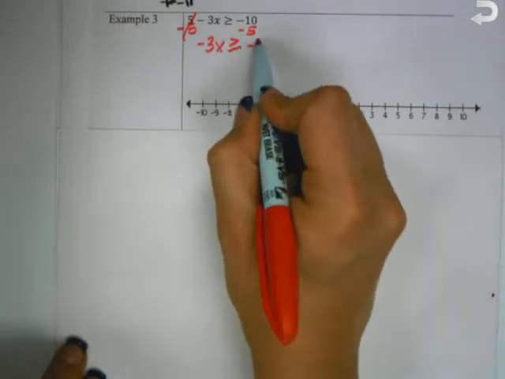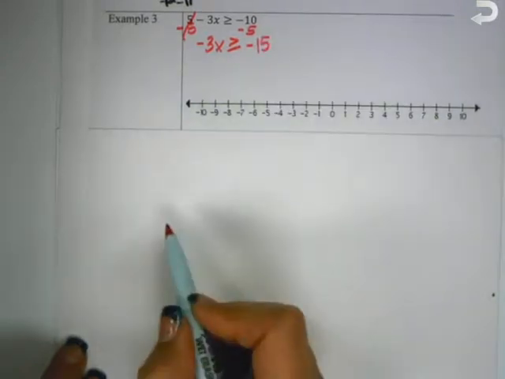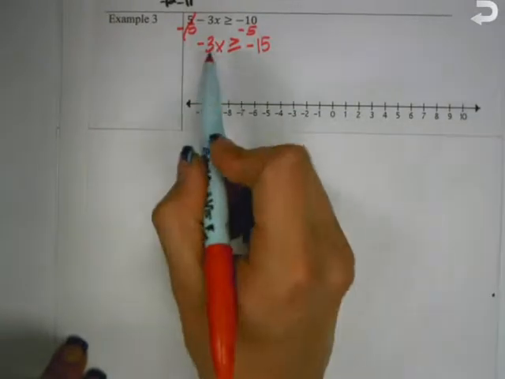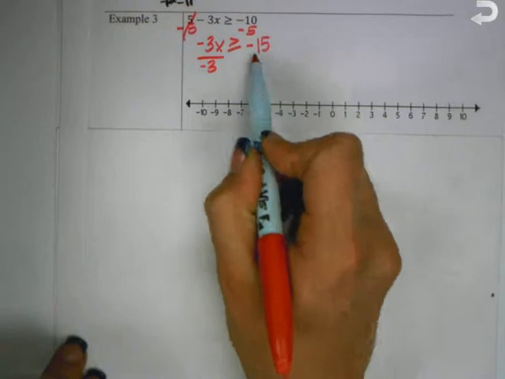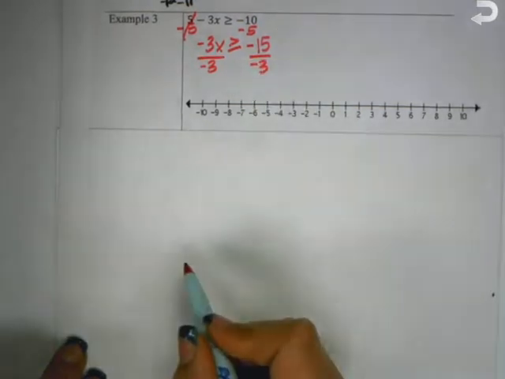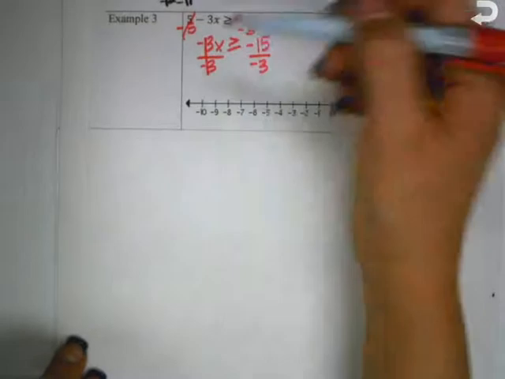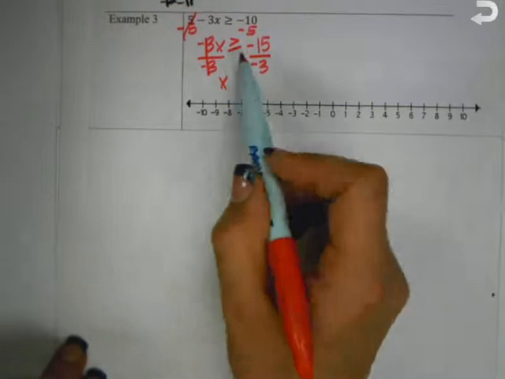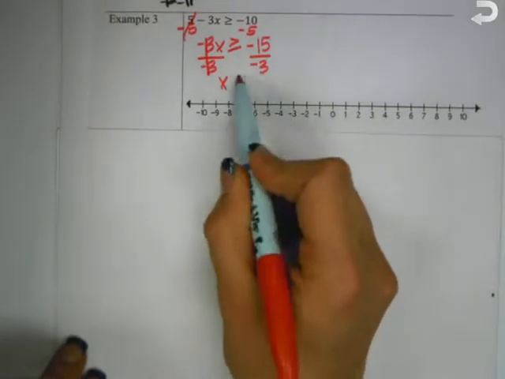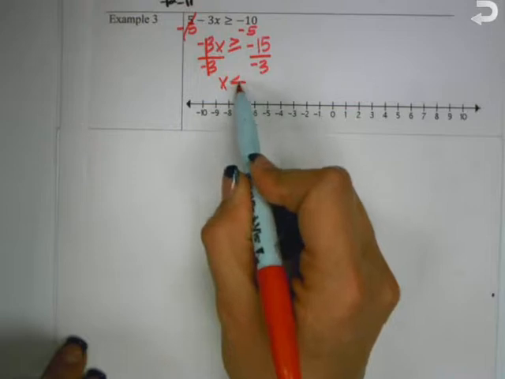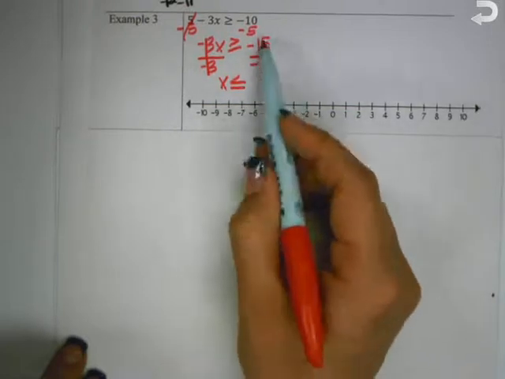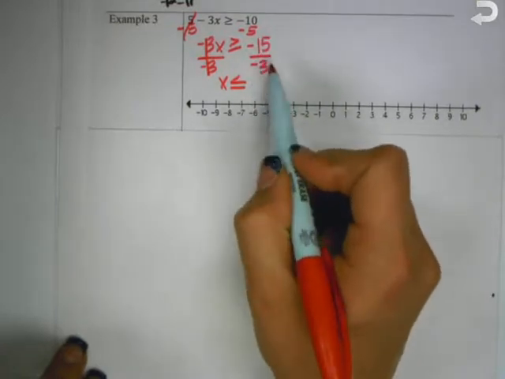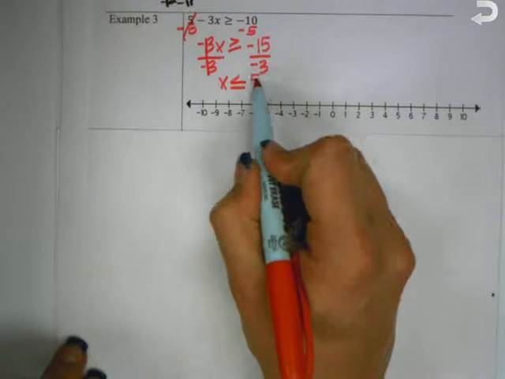Now what? Now I divide both sides by -3. Okay, those cancel, so we get x by itself, but I divided by a negative, so what happens to this sign? It flips, so now we have x less than or equal to -15 divided by -3. A negative divided by a negative is a +5. So our answer is x less than or equal to +5.